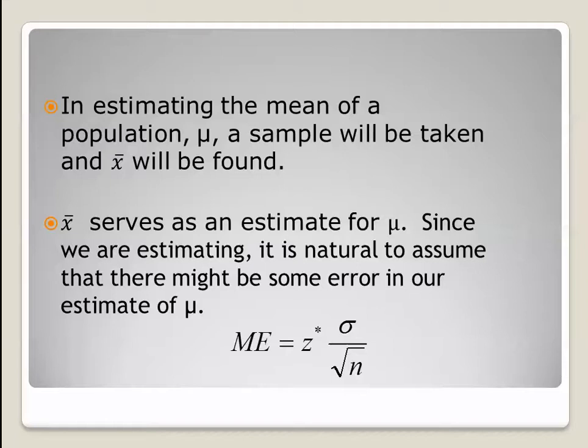We base it on the z-score, which we'll talk about in a minute, standard deviation, and the square root of n. This should look familiar to you from central limit theorem, because this is the standard deviation of our sampling distribution. Z star figures in the confidence level, because it'll be the point on the standard normal curve that captures the right percent of the sampling distribution.